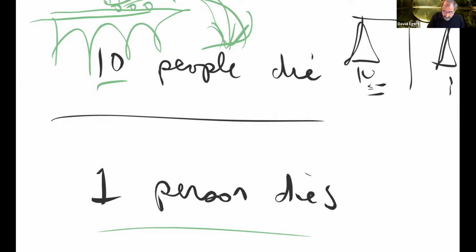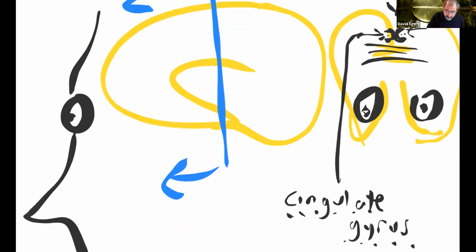And people have implicated particularly the anterior cingulate gyrus in where this kind of processing is going on. Where are you balancing pragmatic considerations versus emotional affect in decision making?